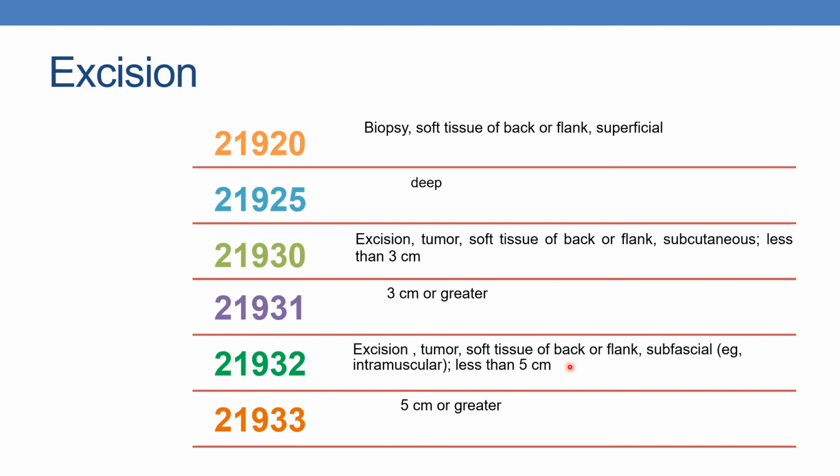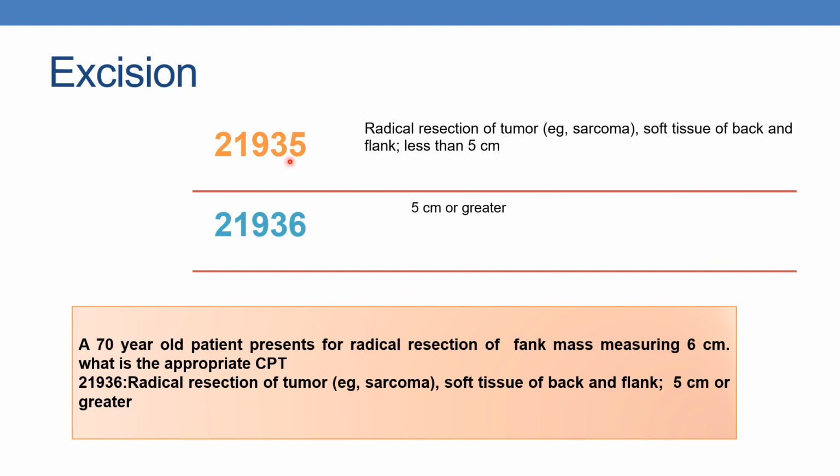Next is 21932. Excision tumor soft tissue of back or flank, subfascial, less than 5 cm is given by 21932, whereas 21933 is given for excision of tumor soft tissue of back or flank, subfascial, whenever the diameter is 5 cm or greater. The next is 21935. It deals with radical resection of tumor of soft tissue of back and flank, less than 5 cm. Next is 21936 if the tumor size is 5 cm or greater. By this we complete the CPTs of back and flank in the musculoskeletal system.